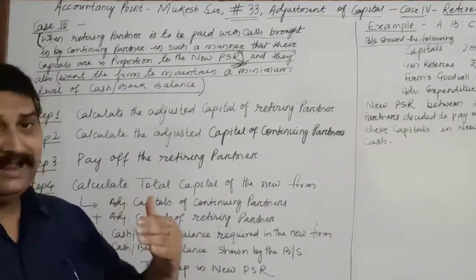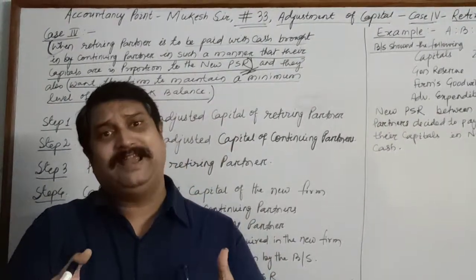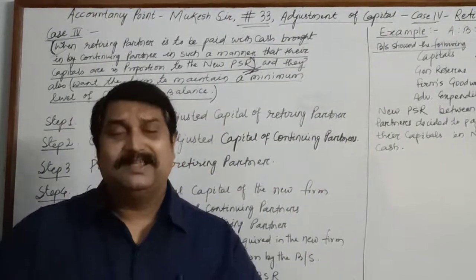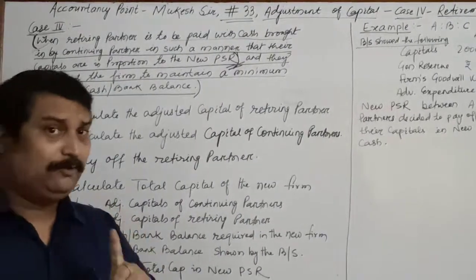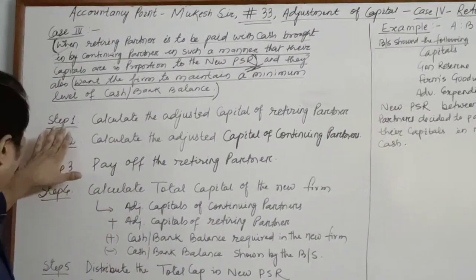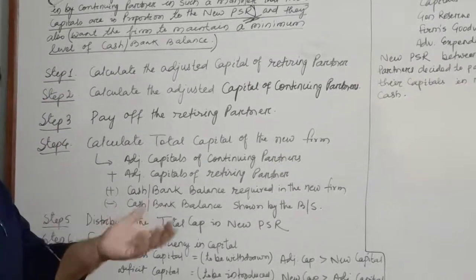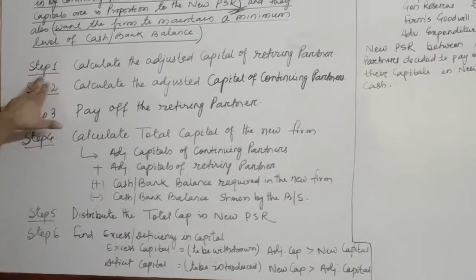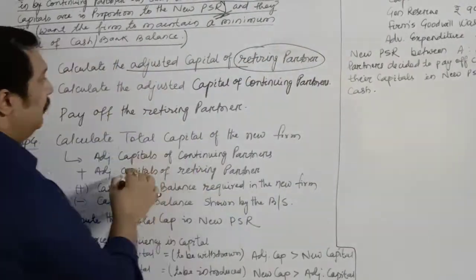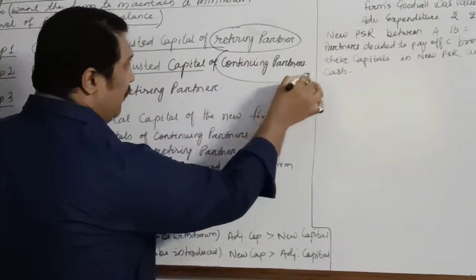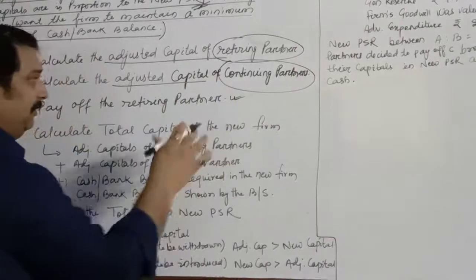Whatever and the way in which we have solved case 3, we will be solving it in the same way. No changes, only a small addition. That's why I am not going to take up a complete question today. I have written down some of the steps which you will follow and which you have already followed in case 3. Step 1, calculate the adjusted capital of the retiring partner. Then the adjusted capital of continuing partners. Third, pay off the retiring partner.